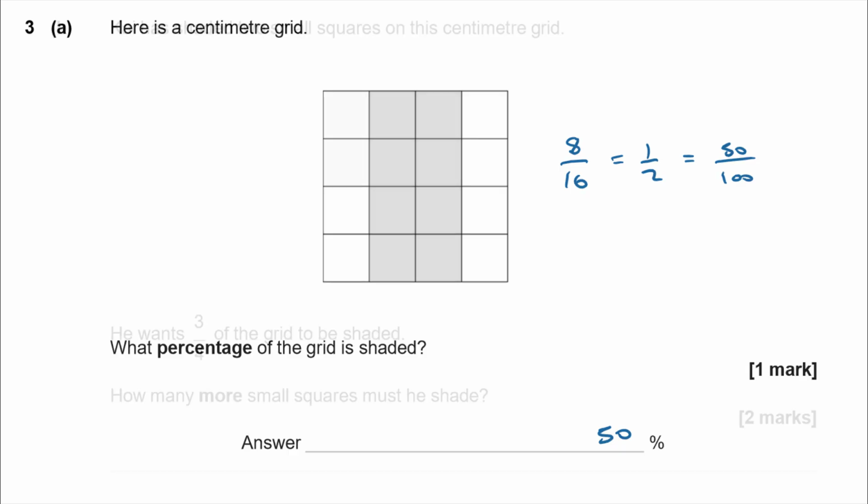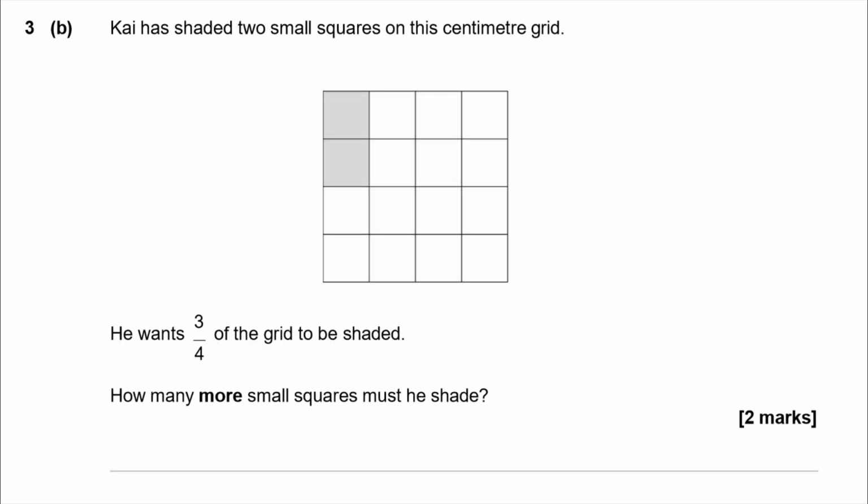So it's 50%. Part B says Kai has shaded 2 small squares on the centimetre grid. He wants 3/4 of the grid to be shaded. How many more small squares must he shade? Well, if I divide this up into quarters, then 3/4 would be 3 of those big blocks shaded, wouldn't it?